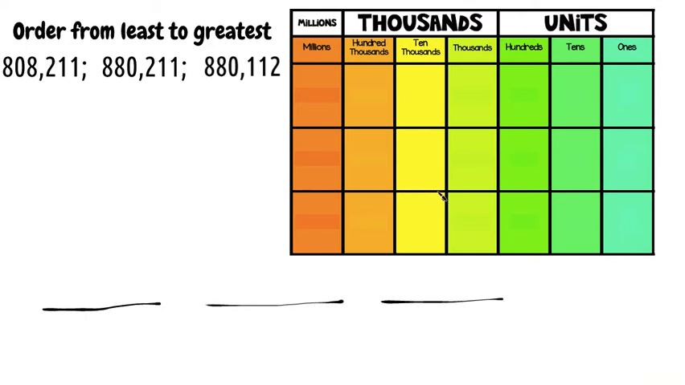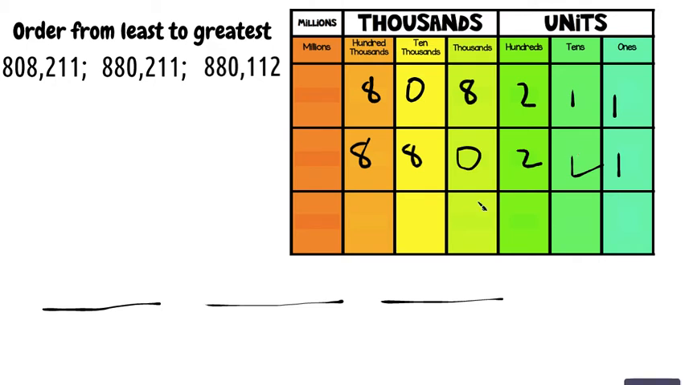All right, so let's go ahead and write our numbers into our place value chart. So we've added in another place value, so the numbers that we're working with are a little bit larger. I have 808,211 here. I have 880,211 here, and 880,112 here. All right, let's go ahead and start with our biggest place value: an 8, an 8, and an 8. Now I have, in the 10,000s place, a 0, an 8, and an 8.